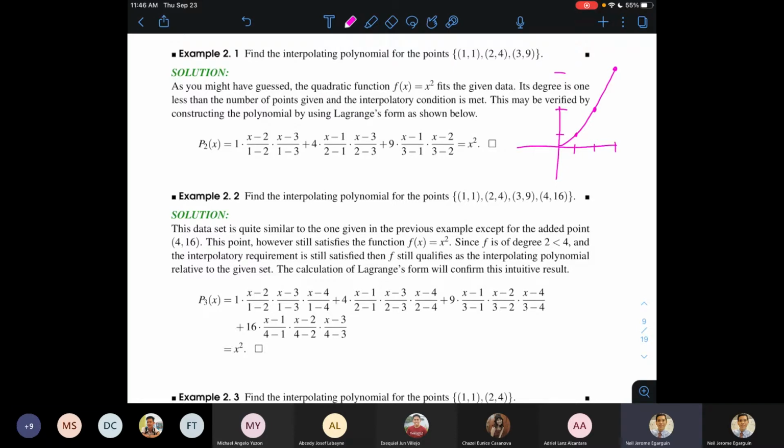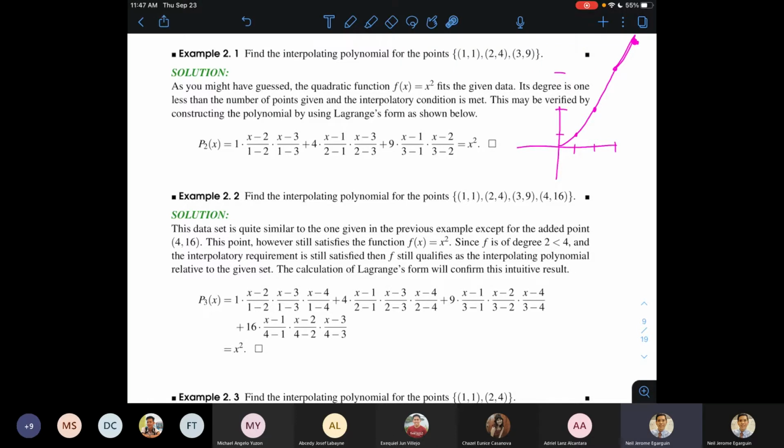Degree at most 2. Pero pag nagdagdag ka pa ng 4, 16, tapos naghanap ka ng polynomial na magpa-pass through dun sa 4 na points, syempre, alam natin yung parabola, magpa-pass through pa rin sa kanya. And that is a quadratic function. It has degree no greater than 3. So yun pa rin yung makukuha natin even if I add a 4th point. And the thing I'm trying to point out here is posibleng may deficit dun sa degree, especially if medyo redundant yung additional data point. Okay?